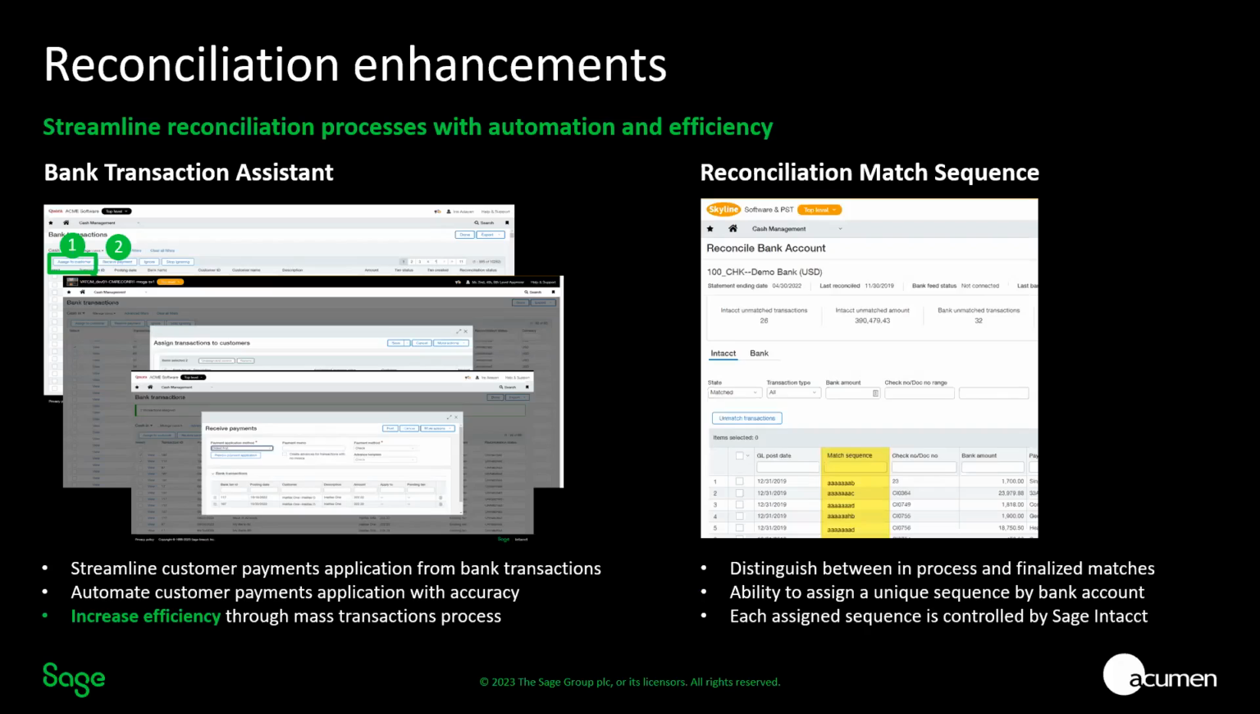So if we take a look at the bank transaction assistant, this is a new function, I'm going to call it, as part of the bank setup that is really going to allow you to assign a customer to a bank transaction. It's going to create the payment for you if it finds it there. It's going to apply that payment to an open invoice or create a cash advance in the system. So again, automating that process, doing more of that data entry for you.